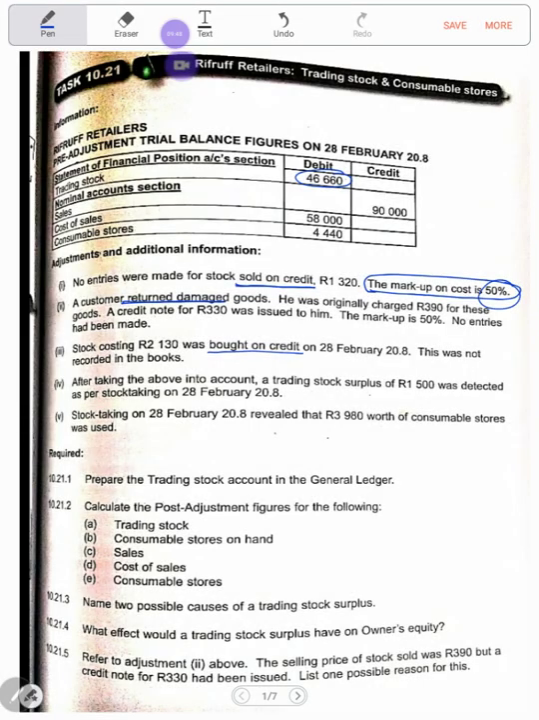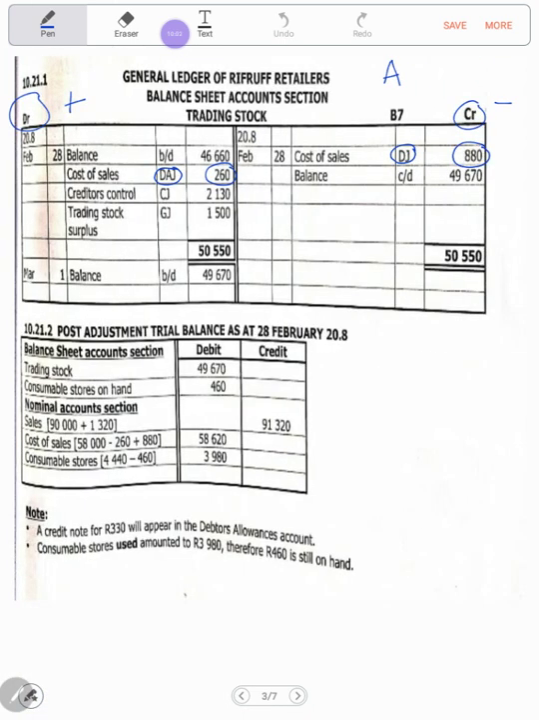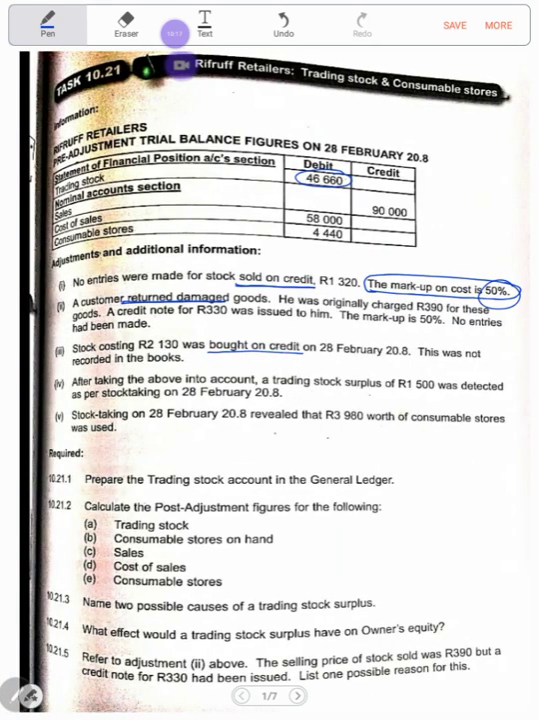When we purchase trading stock, we bring that stock right back to our business. What is happening to our trading stock account? Our trading stock is increasing on the debit side by 2,130. We purchased it on credit, so our details will be creditors control. Which journal would we have taken it from? The CJ, and there we have the cost price of the trading stock that we purchased. All right. Then we move on.